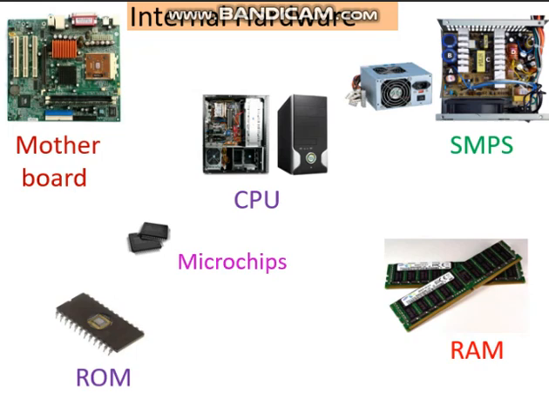RAM is the memory where data and instructions are stored during the execution of a program. RAM is volatile. That means the data in RAM is lost once the computer is switched off.